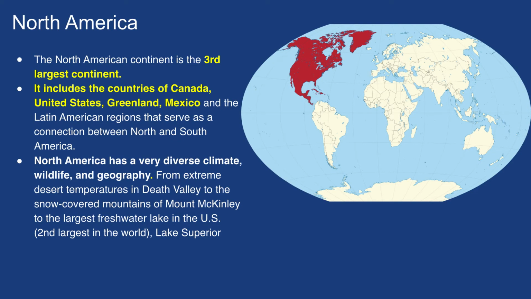So first up, we have North America, which you should be very familiar with. It's the third largest continent, and it includes Canada, the US, Greenland, and Mexico, and the Latin American regions that serve as a connection between North and South America, which you also might hear referenced as Central America. North America has a very diverse climate, wildlife, and geography, and it goes from really, really extreme temperatures in Death Valley to snow covered mountains, and also to the largest freshwater lake in the U.S., which is also the second largest in the world, Lake Superior.